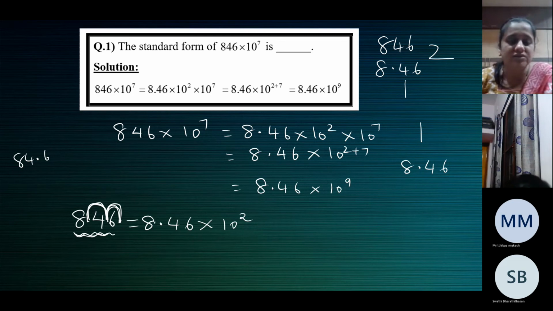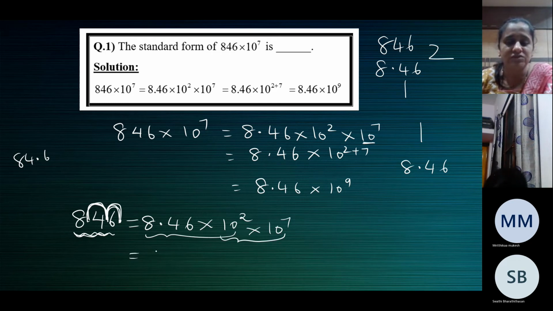So 846 in the scientific notation is 8.46 into 10 square. And then we write this 10 to the power 7 as it is, into 10 to the power 7. Now here we apply the law again. Bases are same. It's multiplication, so we add the powers. 8.46 into 10 to the power 2 plus 7. And that makes it 8.46 into 10 to the power 9.